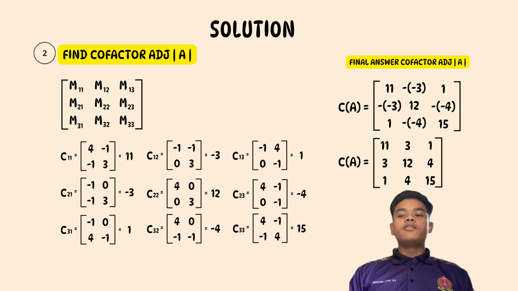And then the final answer, the cofactor matrix of A, is the 3 by 3 matrix 11, negative in bracket negative 3, 1, negative in bracket negative 3, 12, negative in bracket negative 4, 1, negative in bracket negative 4, 50. Then we will get the answer 11, 3, 1, 3, 12, 4, 1, 4, and 50.